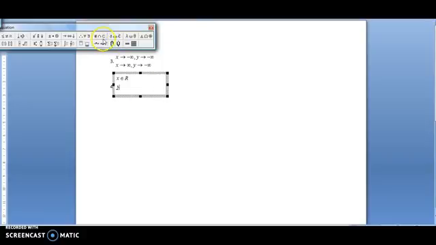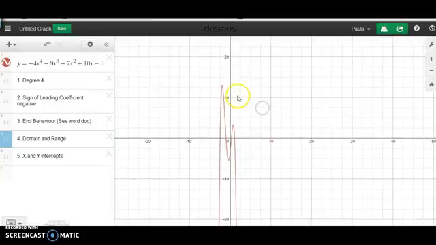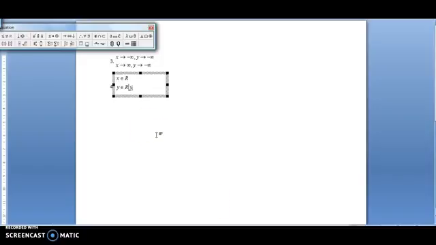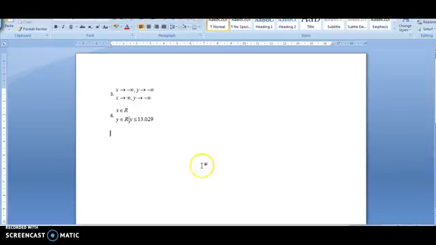Now y, well, y can be any real number, but there is a restriction, and we have to remember that my y values are never going to get any bigger than that number right there. So the nice thing about Desmos is you can click on that point and it'll actually tell you the y value that corresponds to it. So y is never going to be anything bigger than 13.029. That's what Desmos is telling me. So y is going to be less than or equal to 13.029. That's how you state your range.